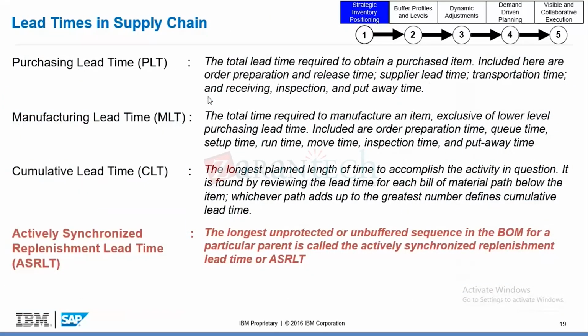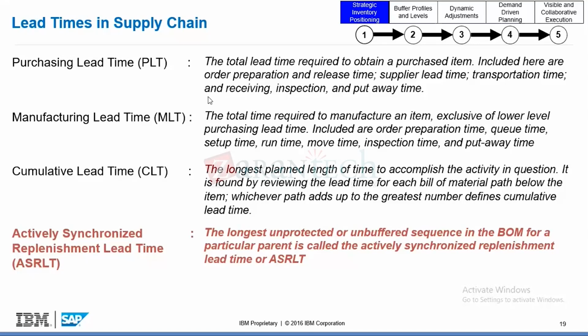So what are the lead times in supply chain? One is the purchasing lead time. It is the lead time to obtain a purchased item. This is your planned delivery time, then GR processing time, transportation time, receiving inspection, put away, all these things. Manufacturing lead time includes the actual order preparation time, queue time, wait time, setup time, run time, move time. Then after GR, the inspection time and put away.